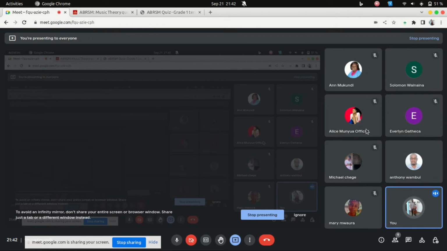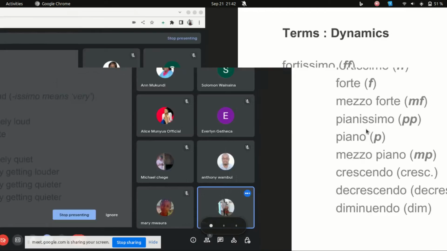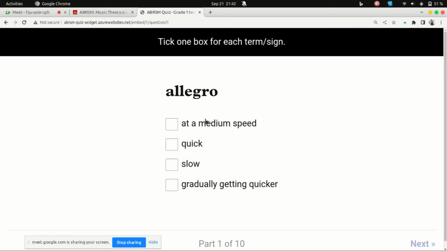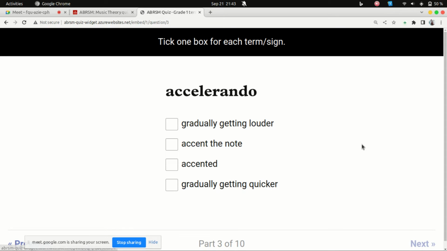We go to Alice. Let's try a quiz. Allegro. Quick. Accel. Gradually getting quicker. Accelerando. Accelerando. Gradually getting quicker.